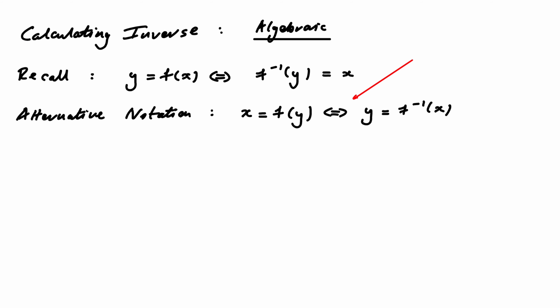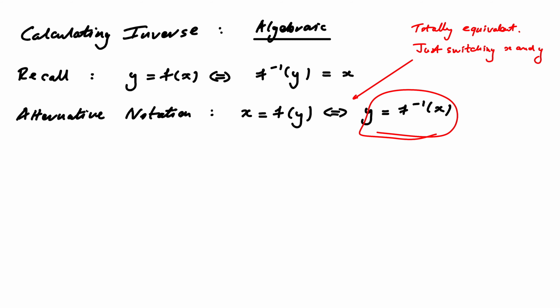But x and y just represent numbers as before. It's just now I think about y as an element in the domain of f, and x as something in the range. So this is totally equivalent to the previous statement, we're just switching x and y. And the only reason I'm doing it is because this is going to be a bit more natural to me when I'm writing down my inverse, because it's sensible to write it in terms of x, because that's how we normally write down the independent variable.